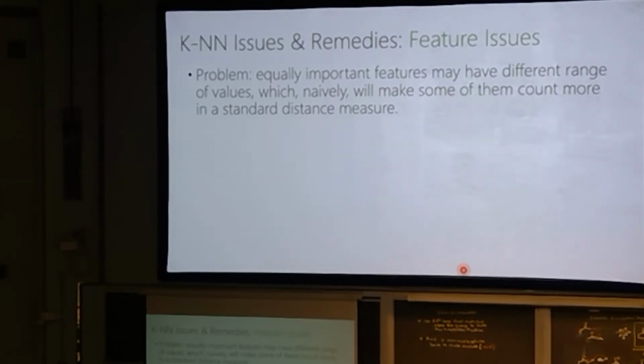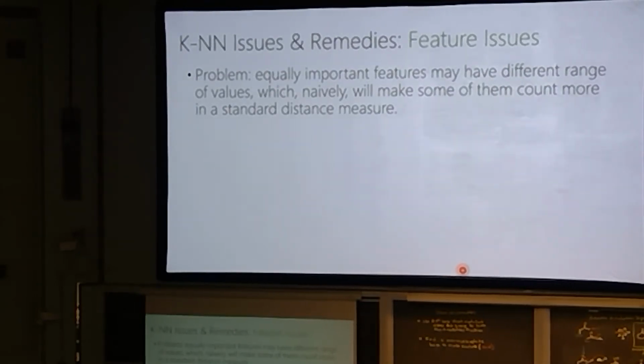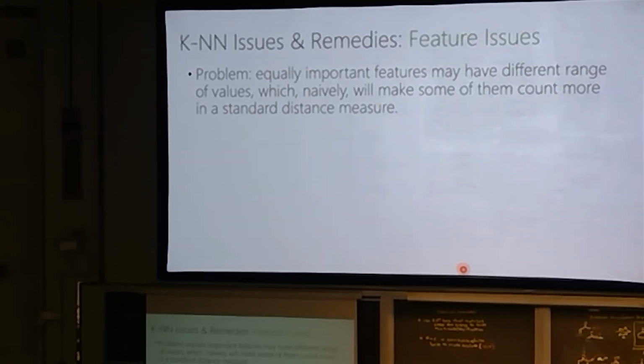Great, and then another problem is that when you're doing k-nearest neighbors, often by default people just use the Euclidean distance, and in the Euclidean distance, all the features have the same importance because they all get weighted the same. Except if they have different ranges. If they have different ranges, then implicitly some are going to end up getting a bigger influence on the Euclidean distance, and you may not want that.